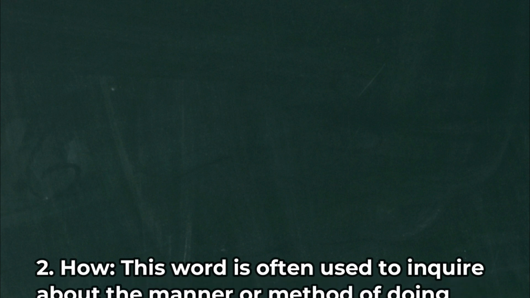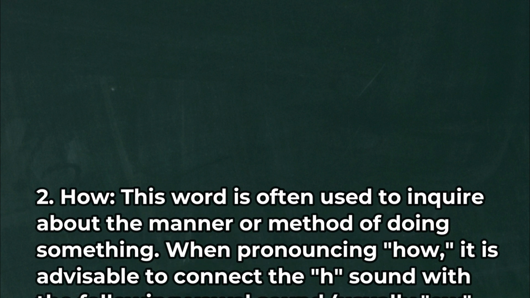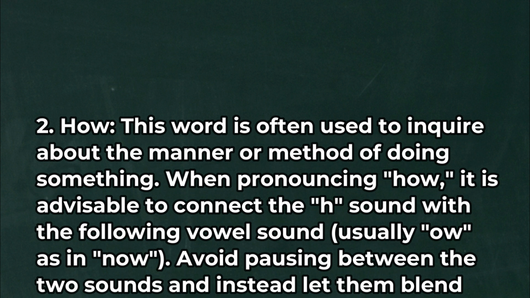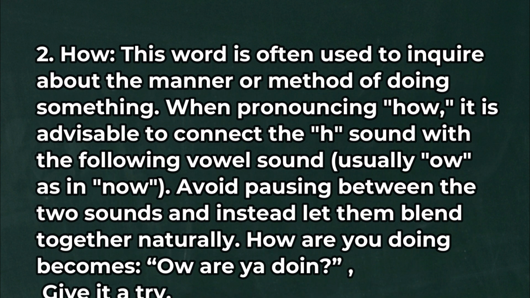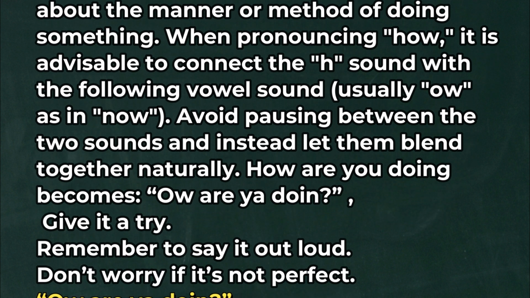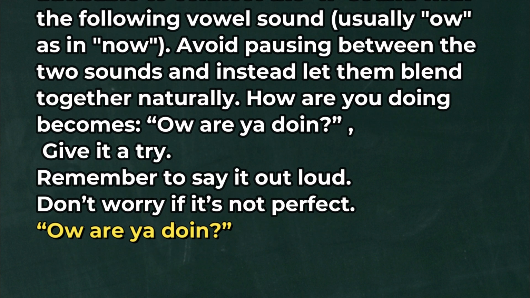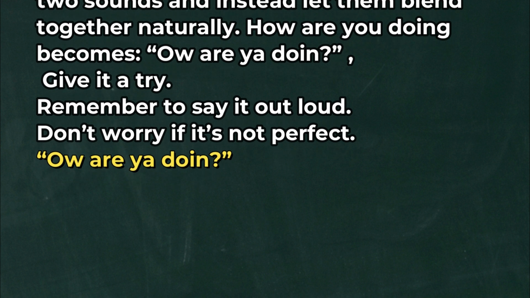2. How. This word is often used to inquire about the manner or method of doing something. When pronouncing how, it is advisable to connect the H sound with the following vowel sound, usually ow as in now. Avoid pausing between the two sounds and instead let them blend together naturally. How are you doing becomes how are you doing? Give it a try. Remember to say it out loud. Don't worry if it's not perfect.